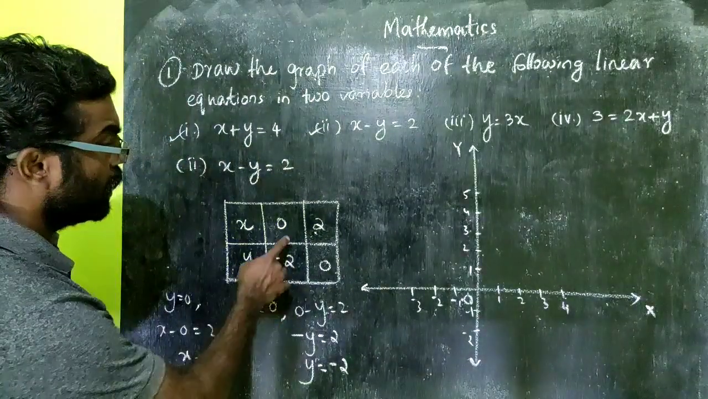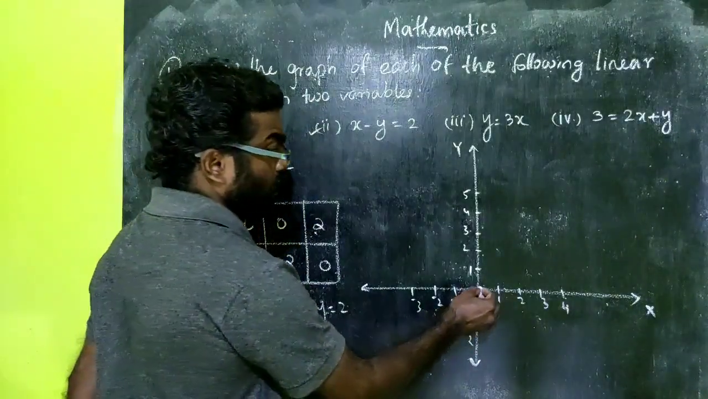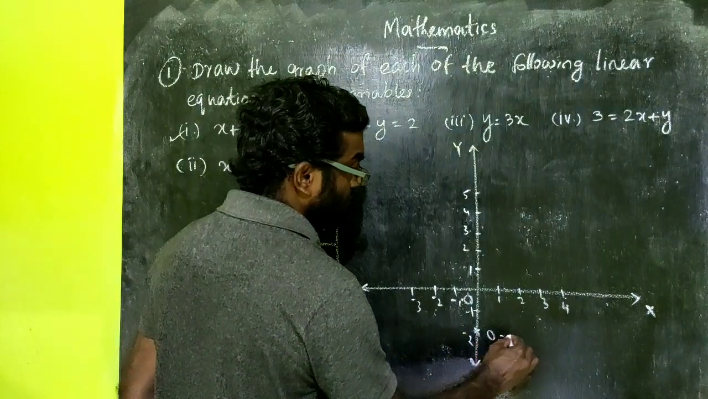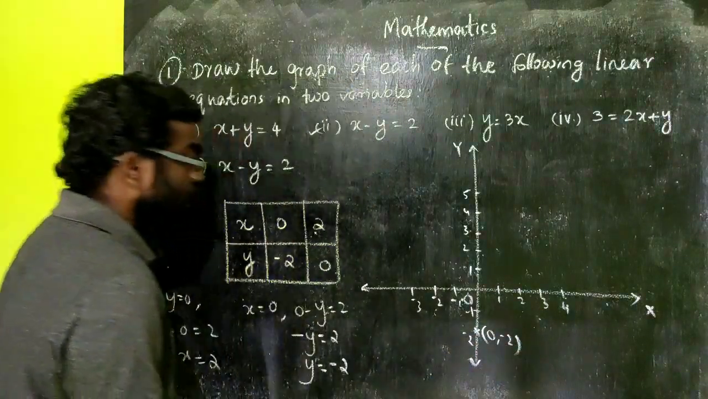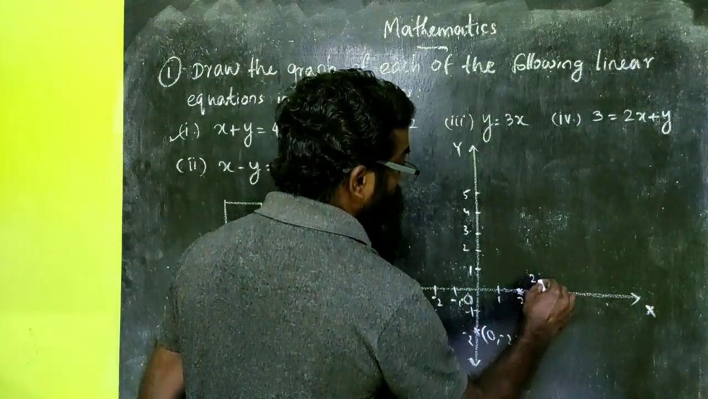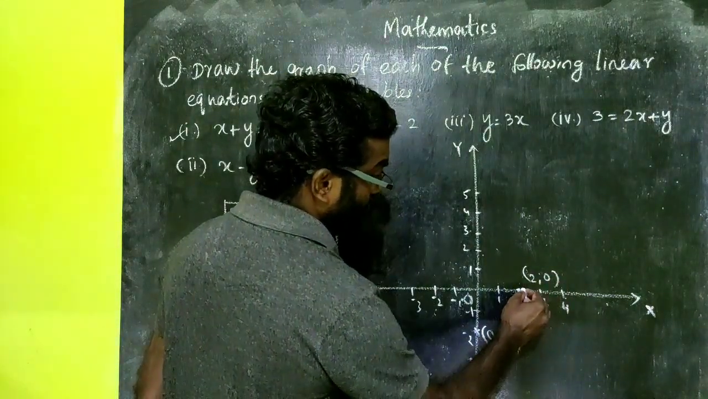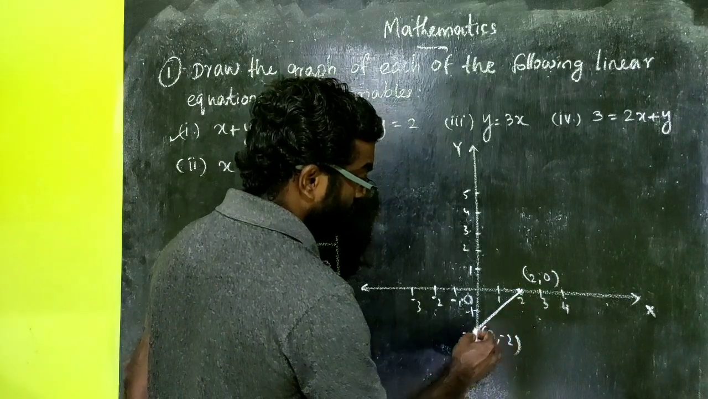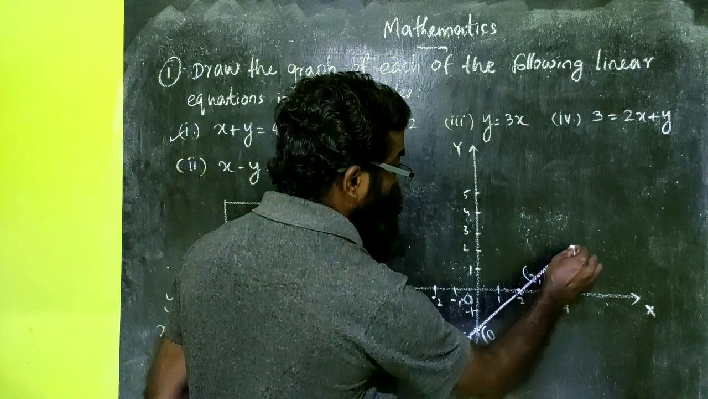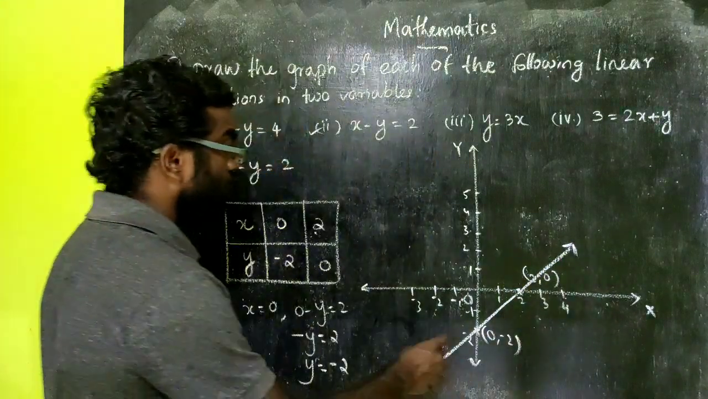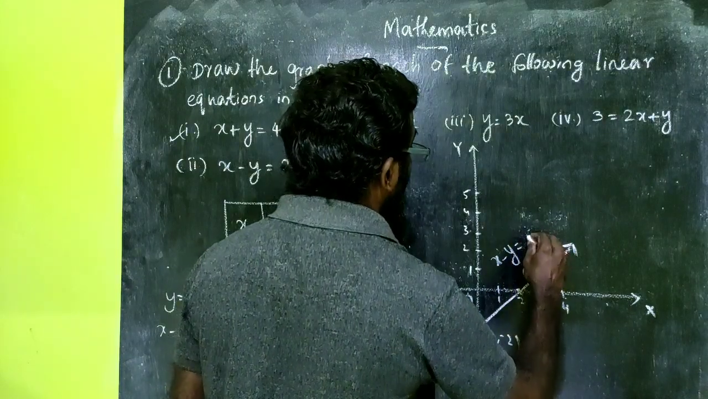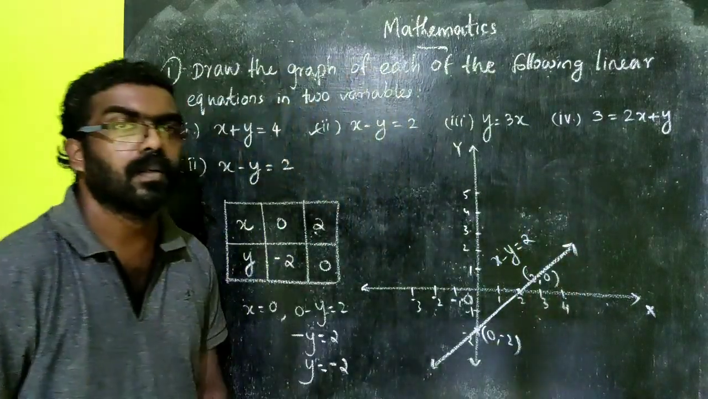So here the first point is (0, -2), and the second is (2, 0). Here also we can join these two points, and we can extend this line. So this is the graph of x minus y is equal to 2.